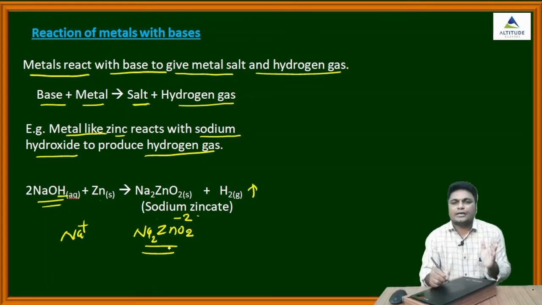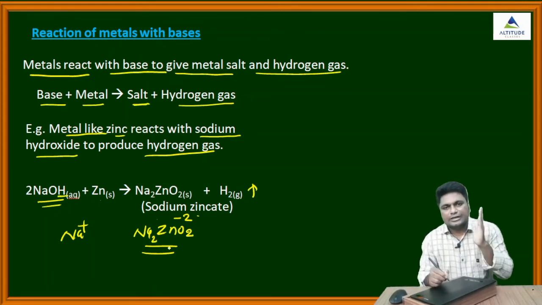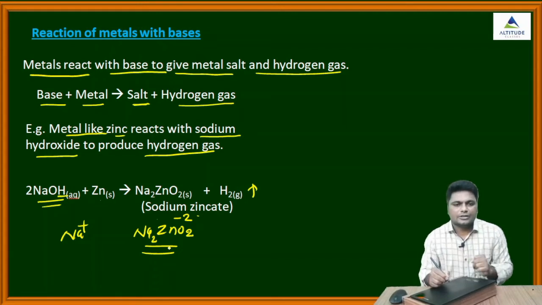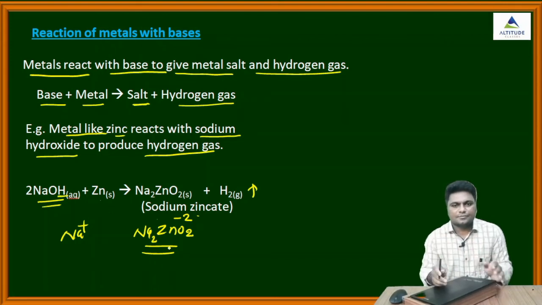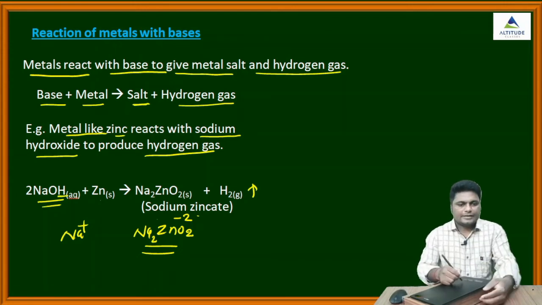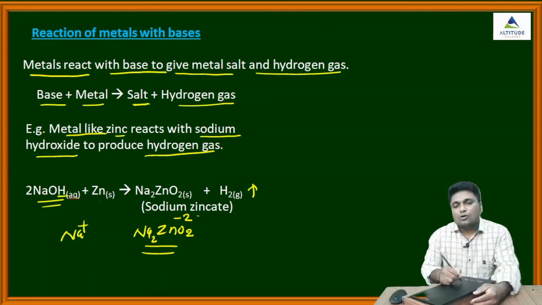So it means bases also react with metals and produce a salt and hydrogen gas. This is the first reaction of the metals with acid and base. Clear, guys? The next, see here. So how do we check whether the hydrogen gas is produced or not?